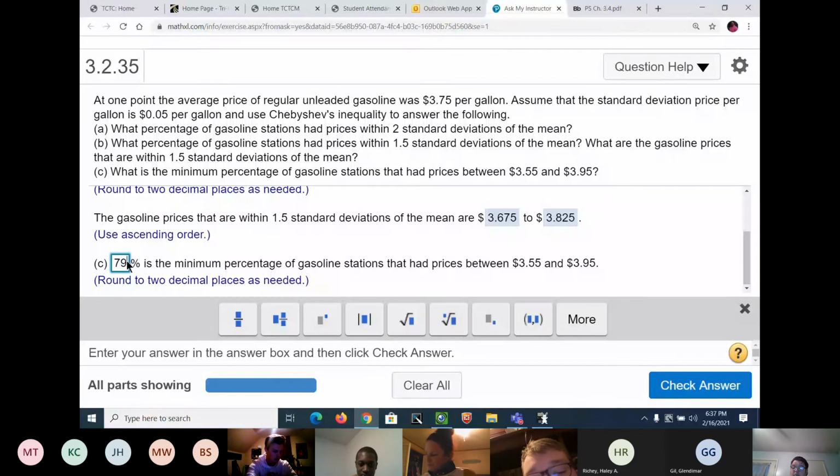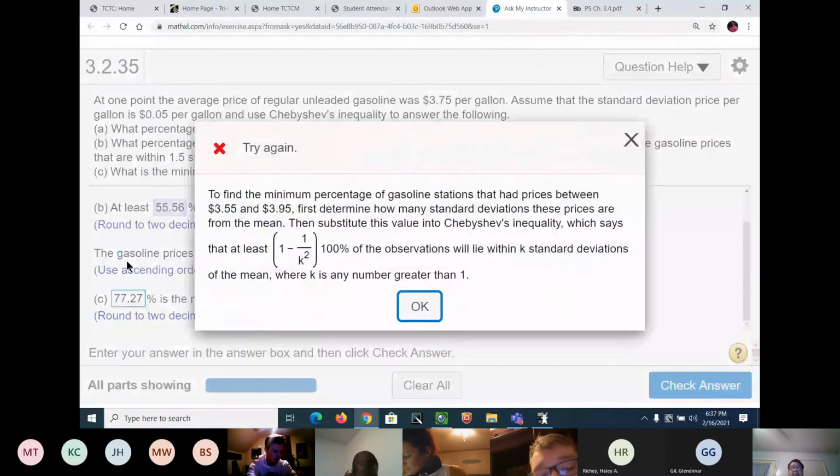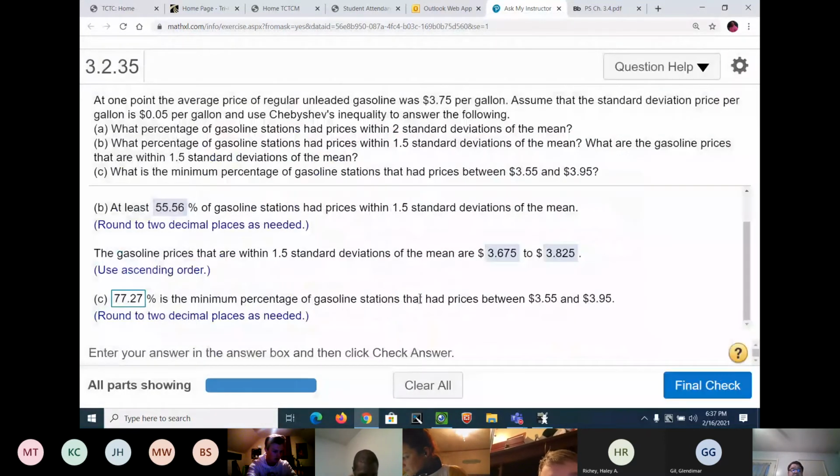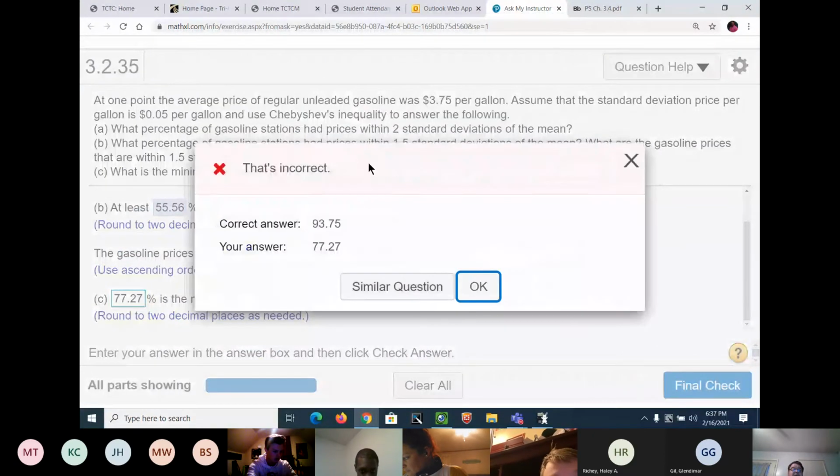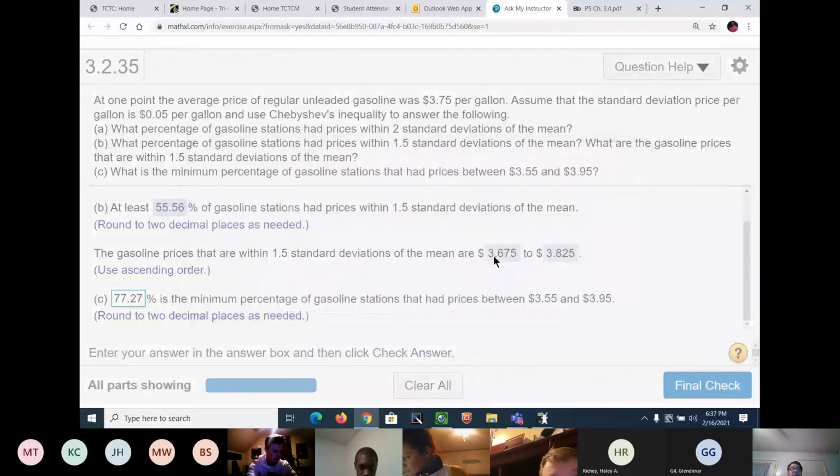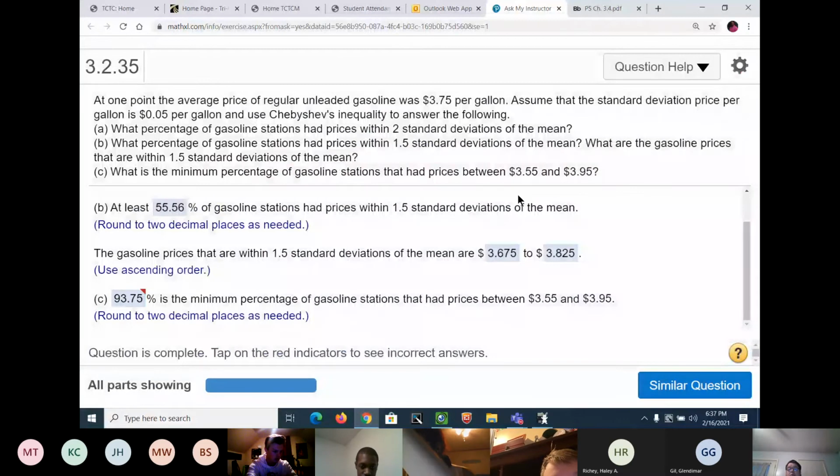77.27. Oh, well, I got it wrong, so I don't know what they want. 93? Okay, we've done something way wrong. Did we not calculate the numbers right? I'm going to calculate again. I still say it's supposed to be 4.